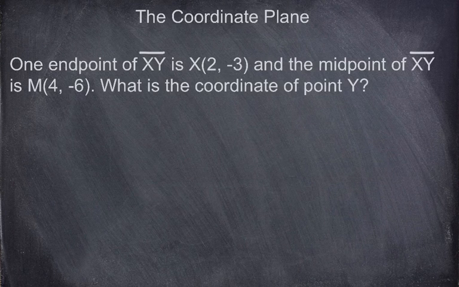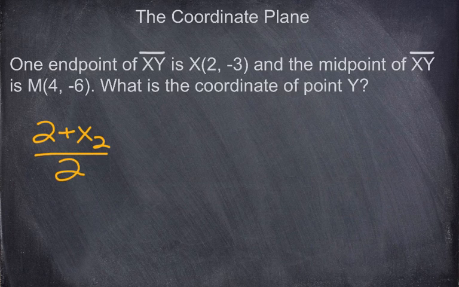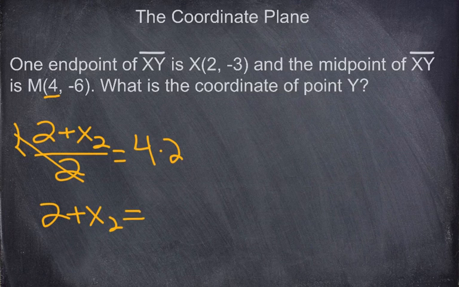Okay, now for our last problem. The last problem is the same. It's just one more sample problem like the one we just did. So we're given a midpoint, we're given an endpoint, and we have to find the other endpoint. Again, we take one x value of one of the endpoints, which we know is 2, plus the other x value, which we don't know, over 2 gives us the x value of the midpoint, which in this case is 4. So now to get x2 by itself, we have to multiply both sides by 2. That gives us 2 plus x2 is equal to 8.